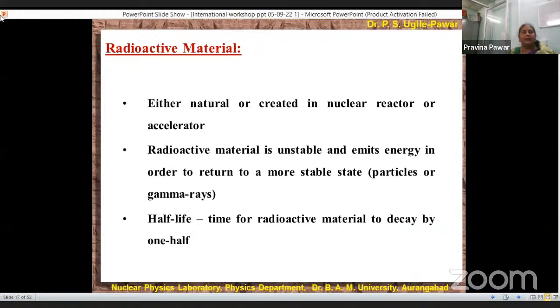Reducing exposure: time, distance, and shielding. In case of time, reduce the time spent near the source of radiation. For distance, increase the distance from the source of radiation. And for shielding, place shielding material between you and the source of radiation.